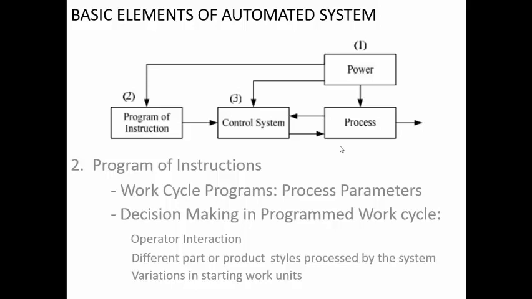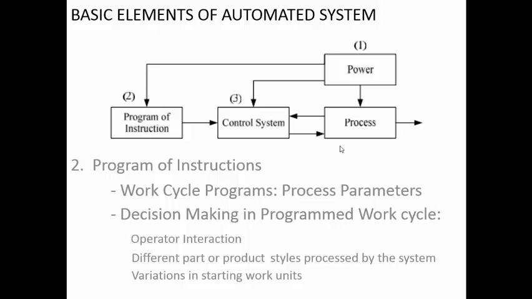The other one may be different part or product styles processed by the system. So if there is more than one kind of product that is being provided to the machining activity, if we take the example, depending on the raw material that is given, the automatic system has to detect the kind of part and it has to execute the appropriate program. Otherwise, the raw material will be of one component, the program executed will be of another component. Finally, we will be having a rejected workpiece.